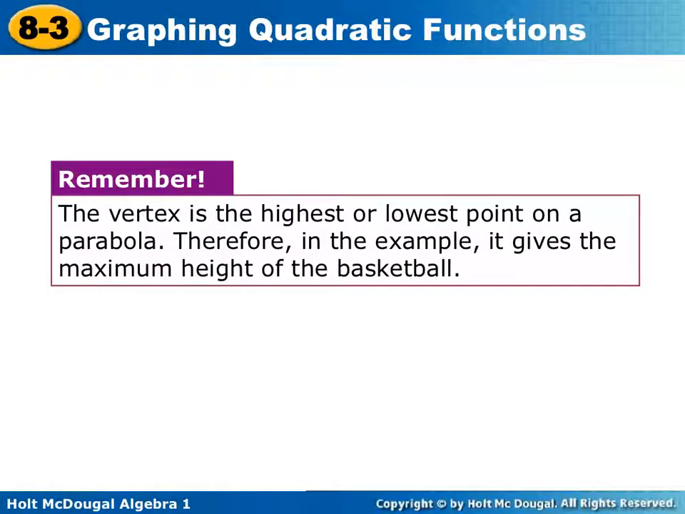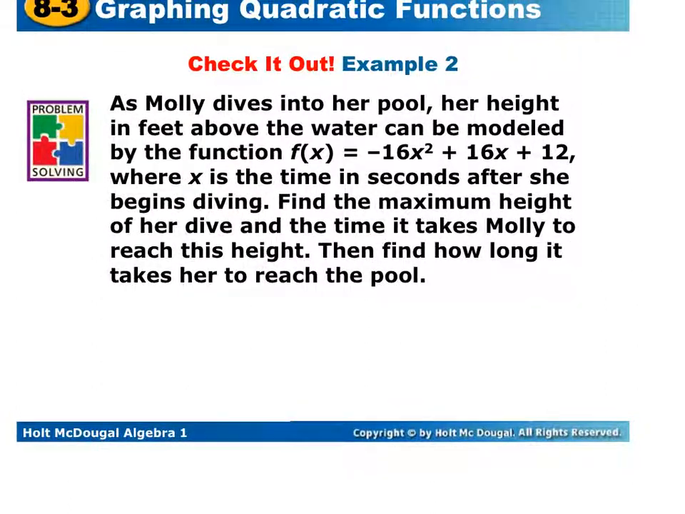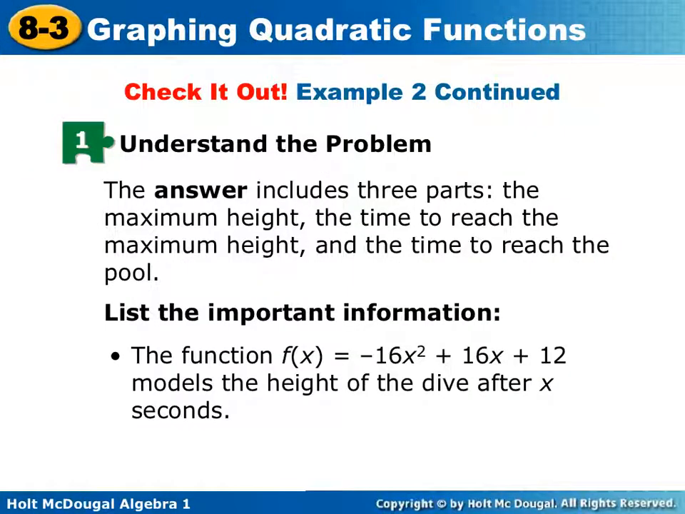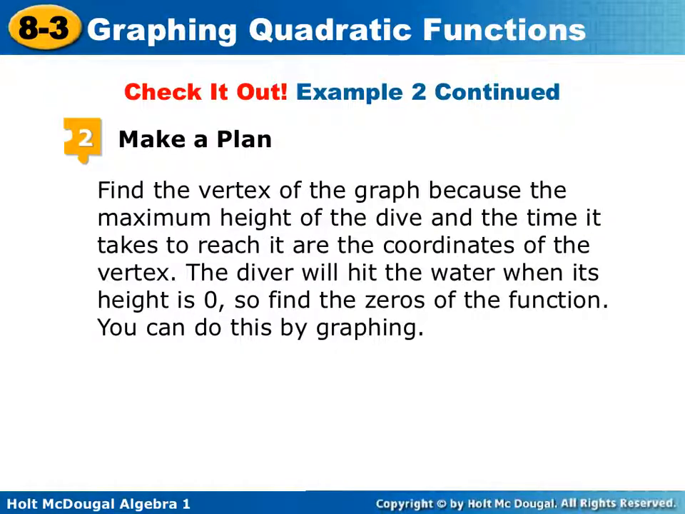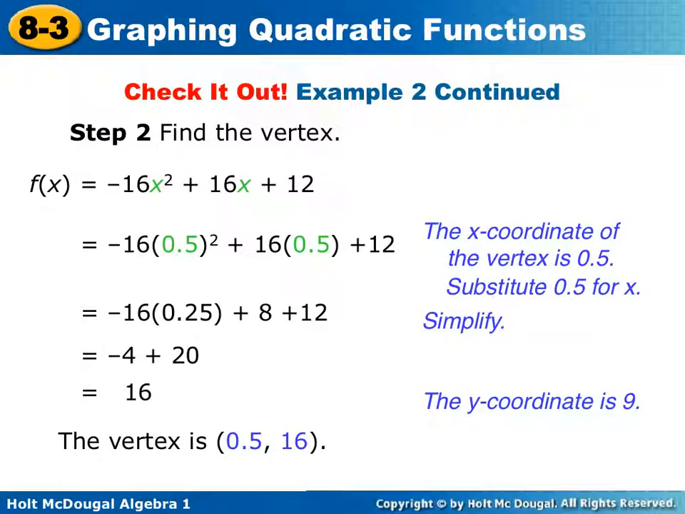Remember, the vertex is the highest or the lowest point. So here, Molly is diving into her pool. So she's going to jump off the diving board. She goes up, and then she splashes in the water. So to figure out the maximum height of her dive, again, we're going to get the vertex. The y gives us the height. The x gives us the time. So we're going to find the axis of symmetry first, plug it in, get the y of the vertex, and then from there we can answer the questions in the word problem.